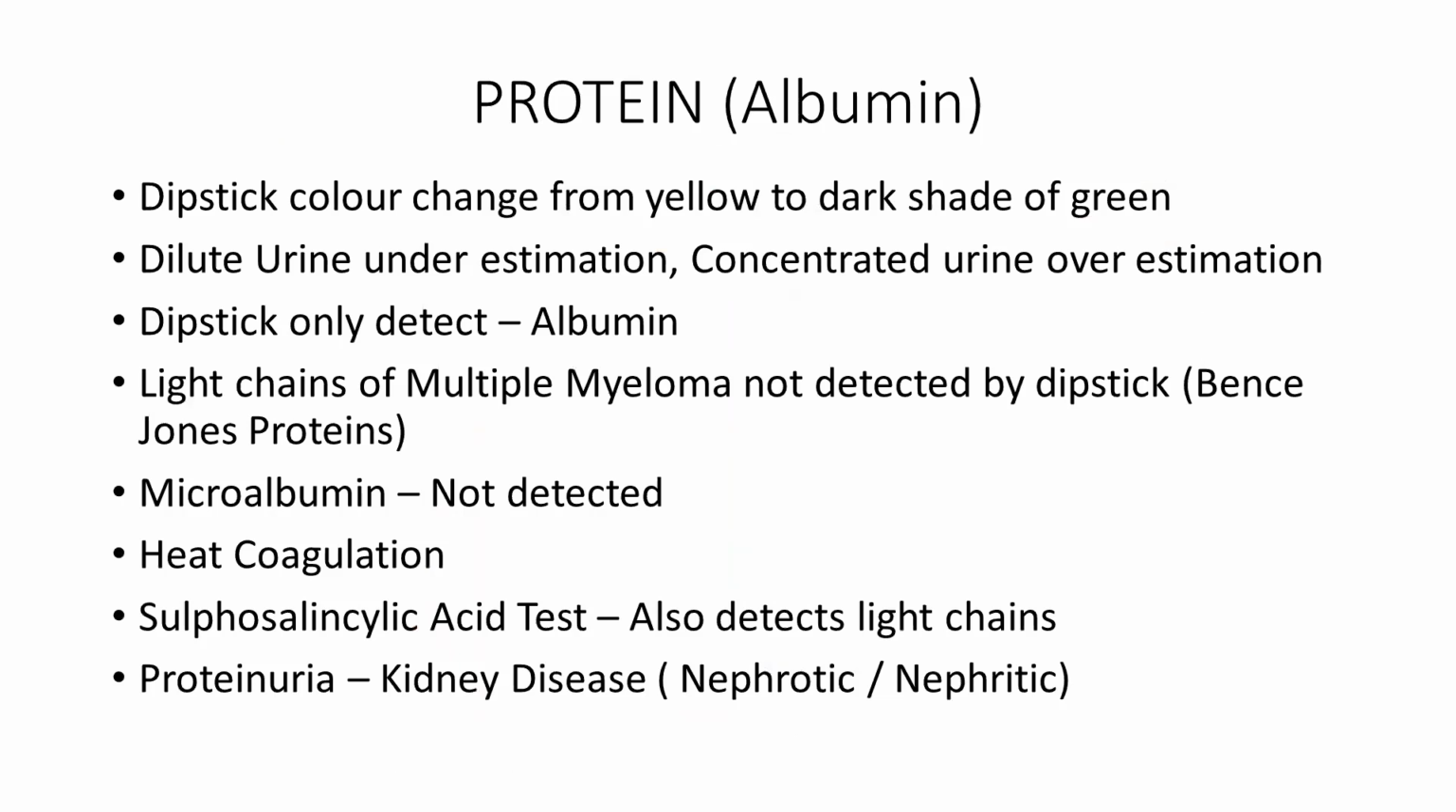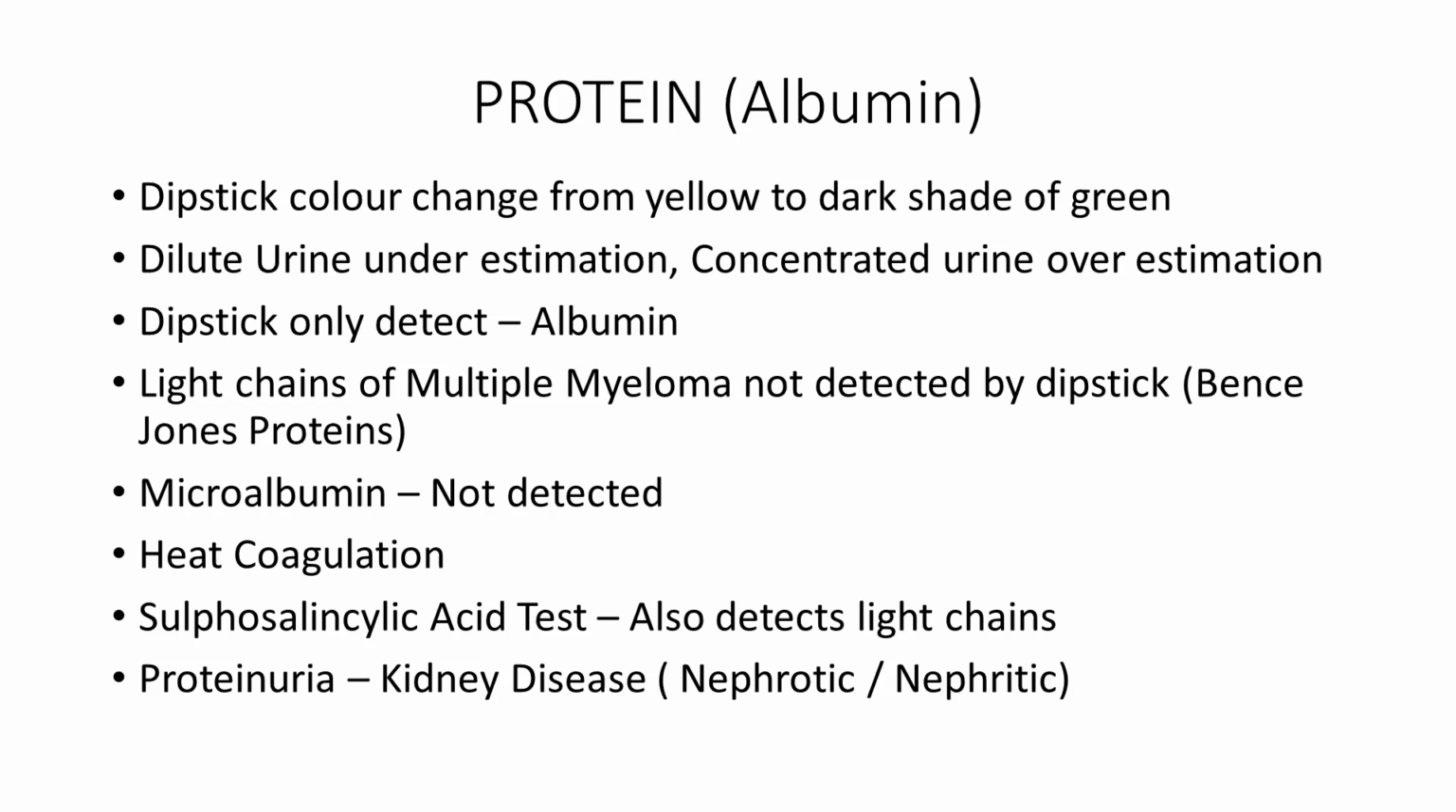Urine protein. Now, this is the most important constituent. In fact, in most kidney diseases, there is proteinuria. On the dipstick, the color changes from yellow to dark shade of green, and on the basis of color change, you say it is 1 plus, 2 plus, or 3 plus albumin. Dilute urine underestimates, concentrated urine overestimates. But one thing you should remember is the dipstick only detects albumin.